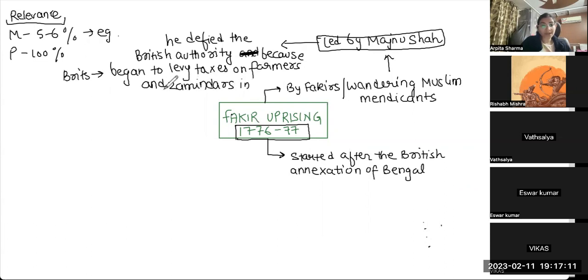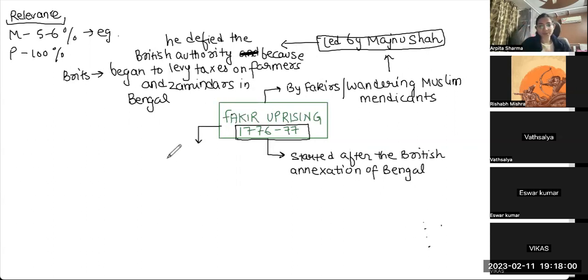I told you in the last slide why these sannyasis or the fakirs were protesting. They used to get dakshina and donation from the zamindars and the farmers. But now the British authorities were levying taxes on these farmers and zamindars, who were not left with much money to give in donation. That is why these fakirs and sannyasis were not given donations lavishly as before. Just like before the coming of the Britishers, they used to get donations, which ended because of the Britishers. That is why Majnu Shah defied the British authority and started protesting against them. Okay, is the point clear?